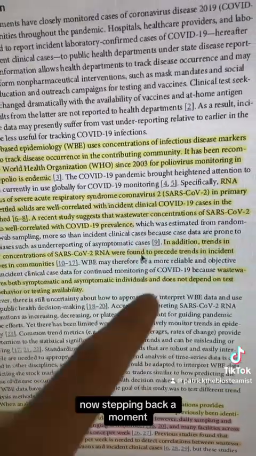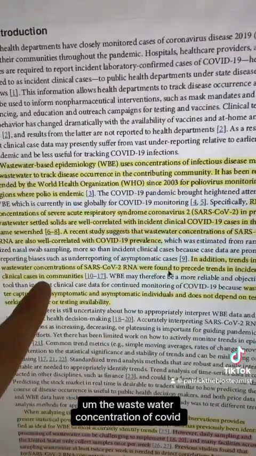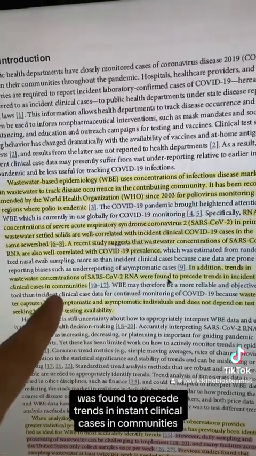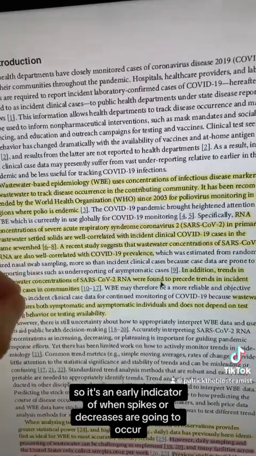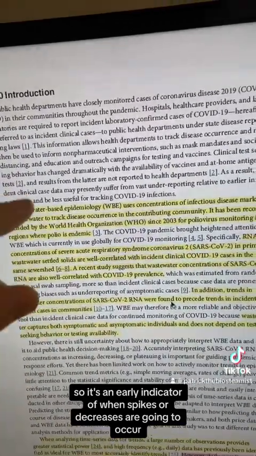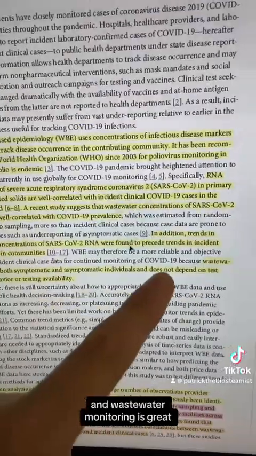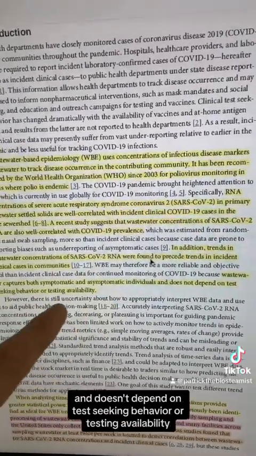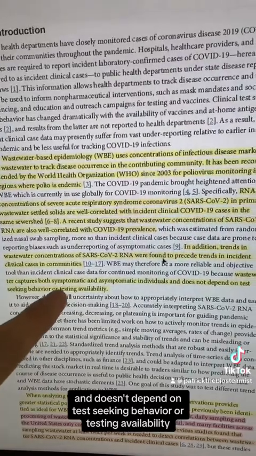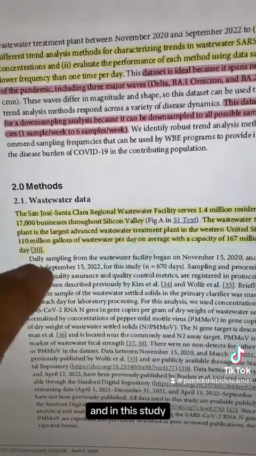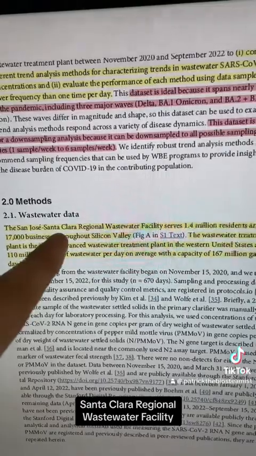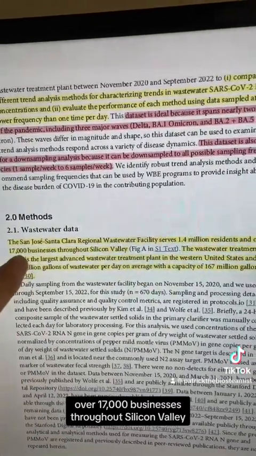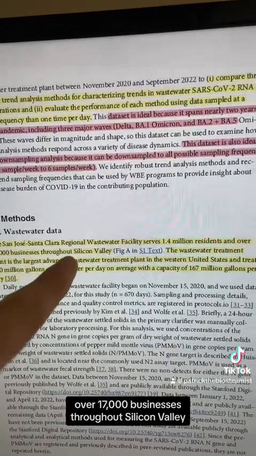Now, stepping back a moment, the wastewater concentration of COVID was found to precede trends in incident clinical cases in communities, so it's an early indicator of when spikes or decreases are going to occur. And wastewater monitoring is great because it captures both symptomatic and asymptomatic individuals and doesn't depend on test-seeking behavior or testing availability. And in this study, they looked at the San Jose-Santa Clara Regional Wastewater Facility, which serves 1.4 million residents and over 17,000 businesses throughout Silicon Valley.